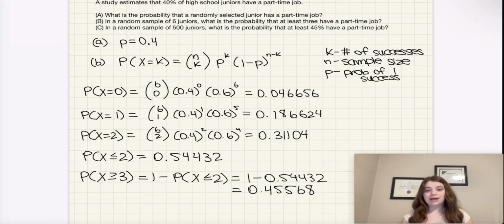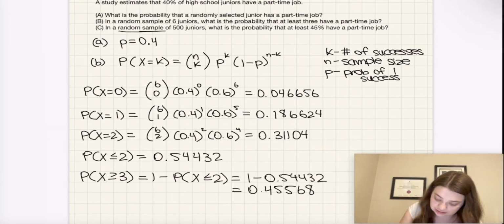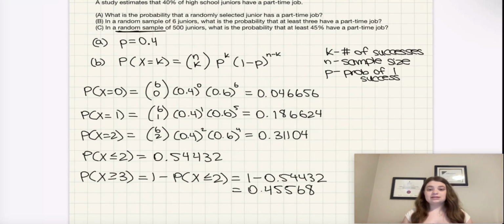Now, how do we know that we're allowed to do that? I mentioned that for Part B, we weren't allowed to do that because we didn't meet all the requirements. We only met the first two requirements, but not the third one. However, for Part C, we do meet all three requirements. As a reminder, the first requirement is it must be a random sample, which it is in this case. It says random sample right there, so that is correct.